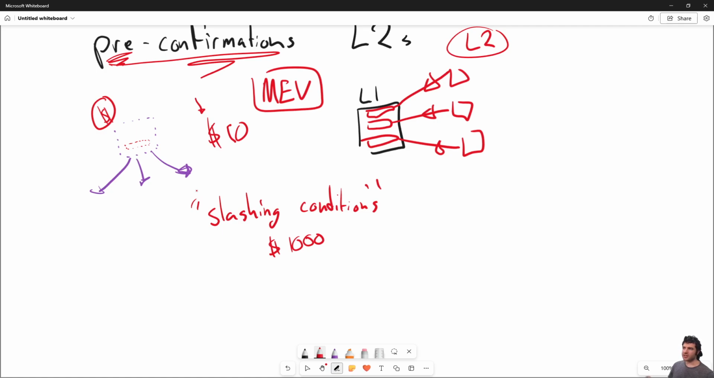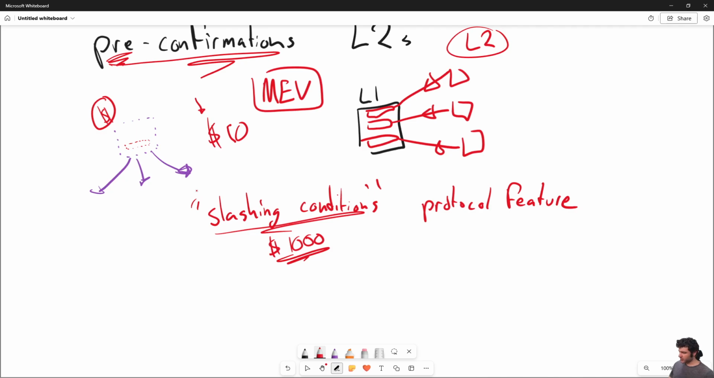And notably, note that these slashing conditions are not like a Discord conversation. It's not a Twitter conversation. This is like a protocol feature. So they have some system where if you can mathematically prove somebody lied to you, you can automatically, via a computer program, slash them and get $1,000.